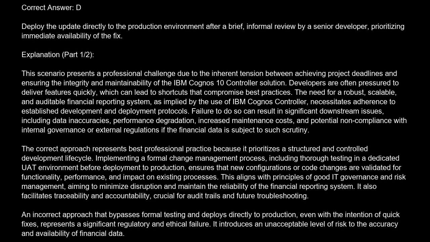The correct approach represents best professional practice because it prioritizes a structured and controlled development lifecycle. Implementing a formal change management process, including thorough testing in a dedicated UAT environment before deployment to production, ensures that new configurations or code changes are validated for functionality, performance, and impact on existing processes. This aligns with principles of good IT governance and risk management, aiming to minimize disruption and maintain the reliability of the financial reporting system. It also facilitates traceability and accountability, crucial for audit trails and future troubleshooting.